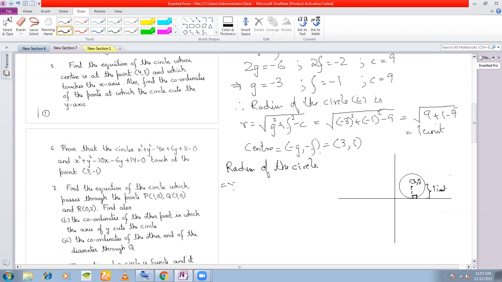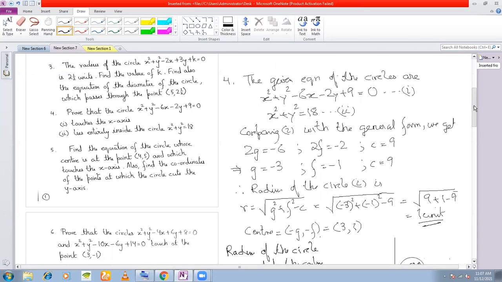So radius of the circle is equal to y coordinate of the center, which must be equal to 1 unit. And we have already shown that the radius is equal to 1 unit, which is equal to r. Hence, we say that the circle touches the x-axis. Right? That finishes the first part.